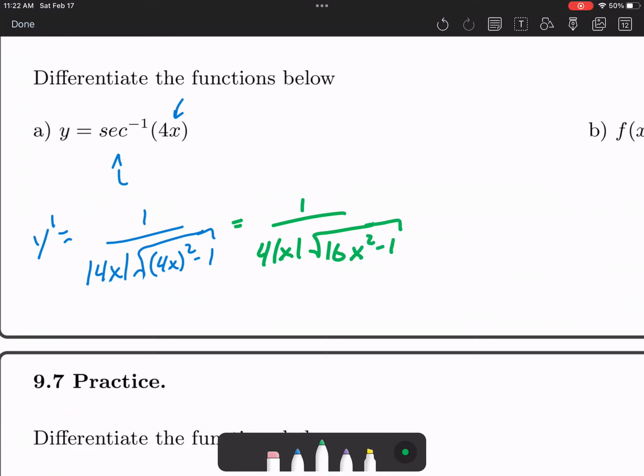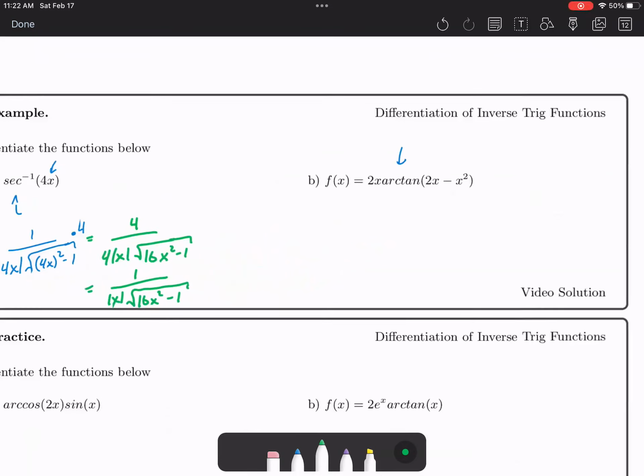Ooh, wait a minute. I made a mistake because I did not listen to my chain rule. When I took the derivative of the inverse secant function, I should have multiplied by the derivative of what was inside that inverse secant function. So I've got to multiply this by 4. So we actually see a little bit more cancellation. Okay. Let's go over here.